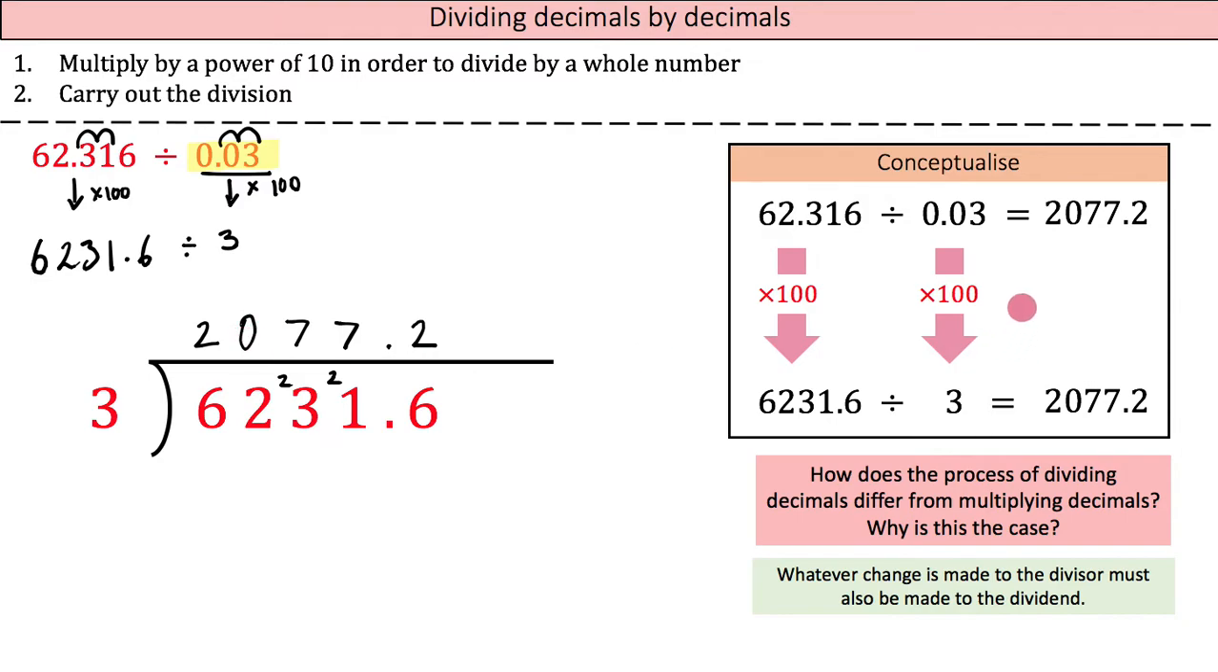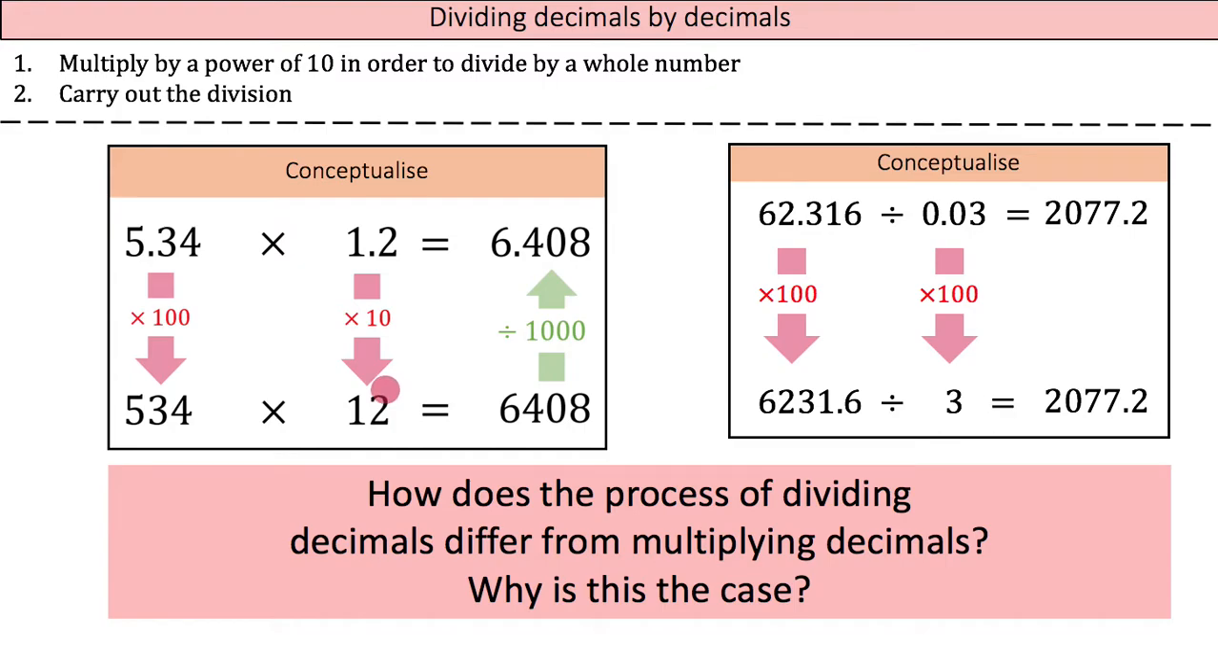Now, let's just look at conceptually what we've done. So we saw that we had a divisor that wasn't a whole number. So we multiplied it by 100, a power of 10, in order to make it a whole number. And whatever I did to my divisor, I must do to my dividend. So I also multiplied it by 100, and then I just carried out my division as normally. Now, the question I want to ask you is, and I'm going to be calling you in and talking to you about this, I want you to tell me, how is this different to when we were multiplying decimals?